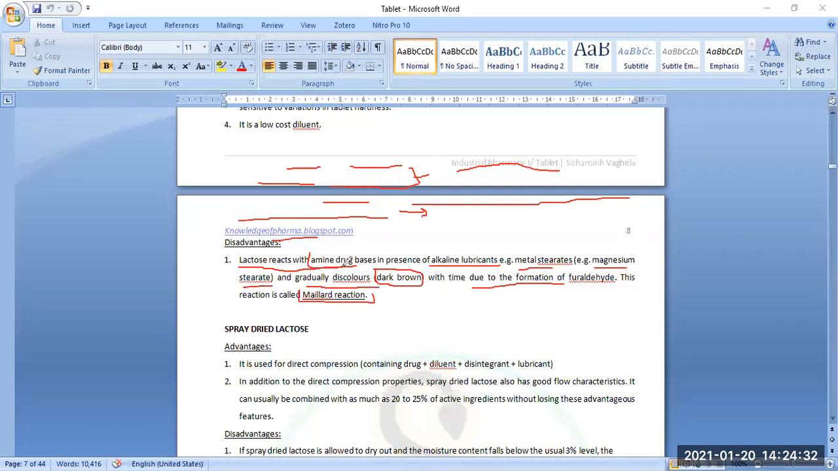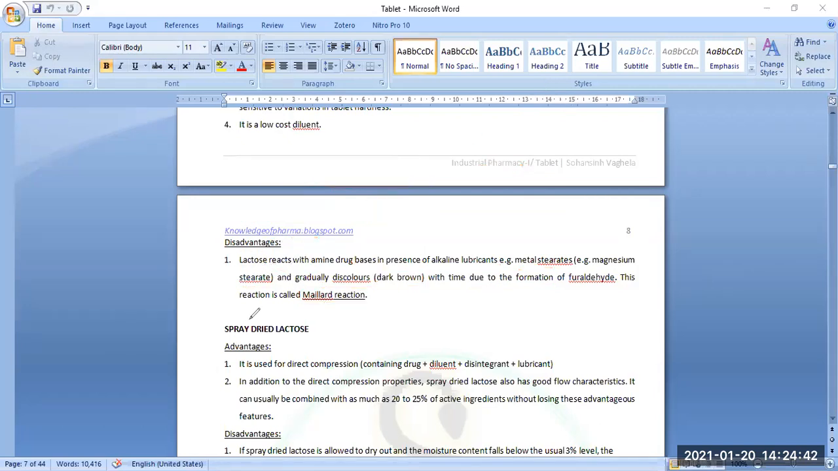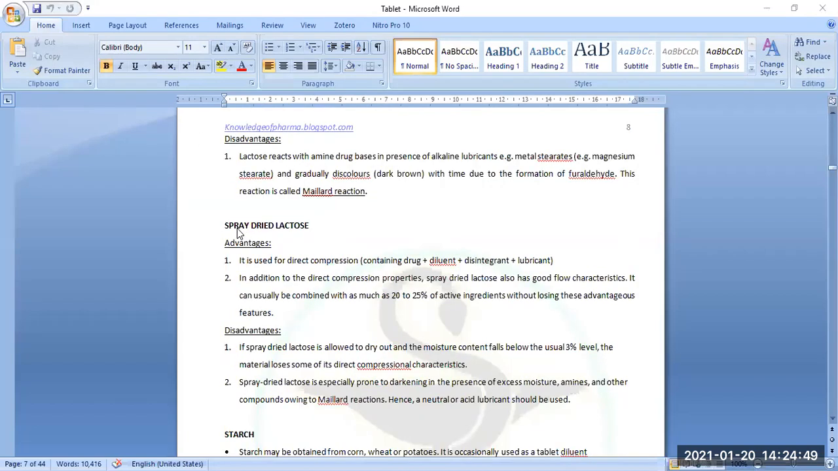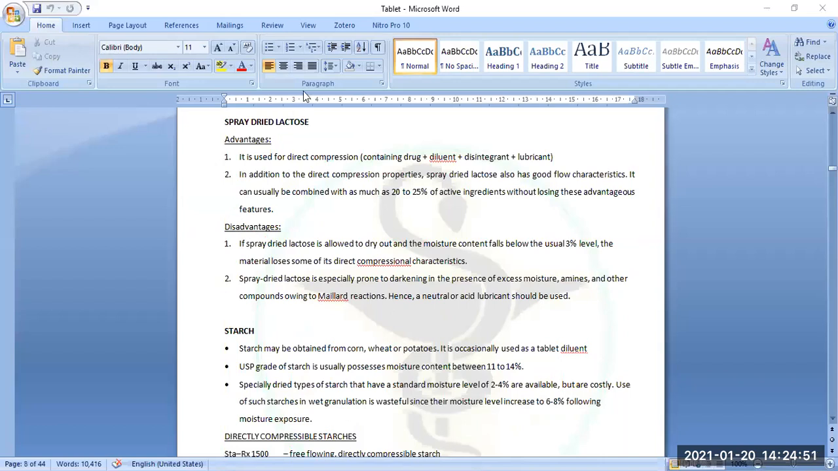So when any drug has an amine group in its structure, we have to take care when using lactose. That care you have to take while you are selecting lactose as a diluent. If your drug has no amine group, then you can easily use lactose as a diluent. Okay. Now the next one is spray dried lactose. So what is the advantage of spray dried lactose?